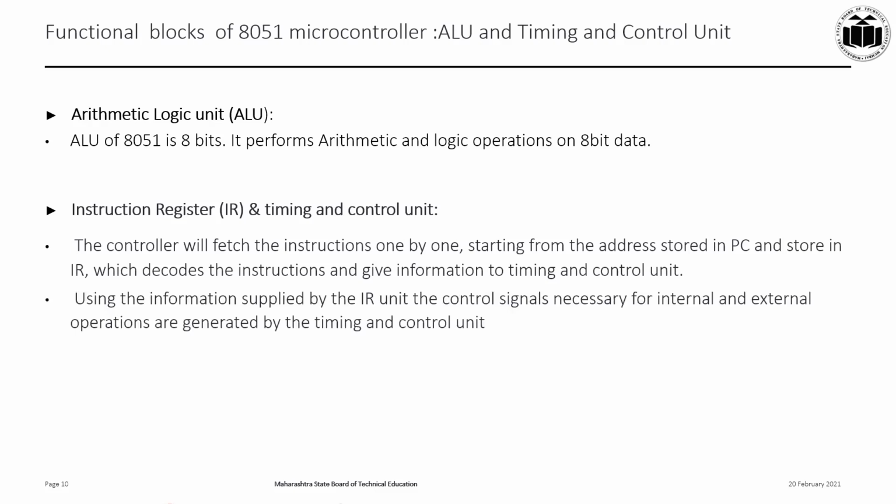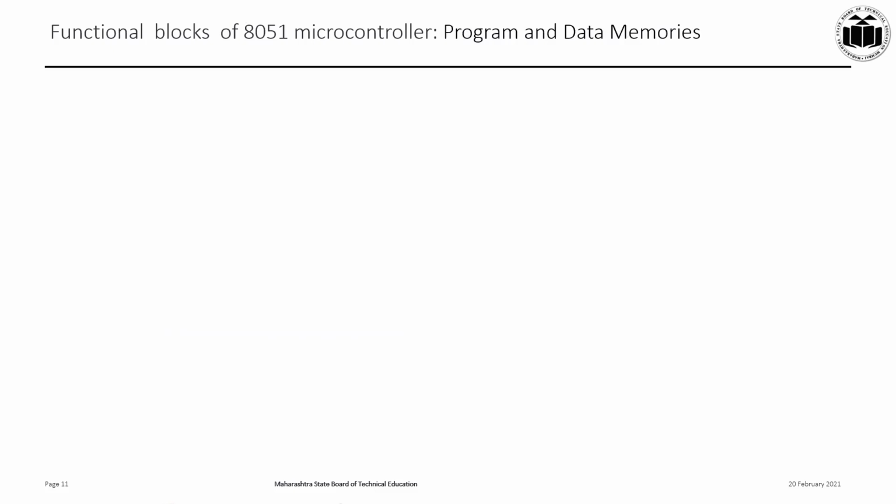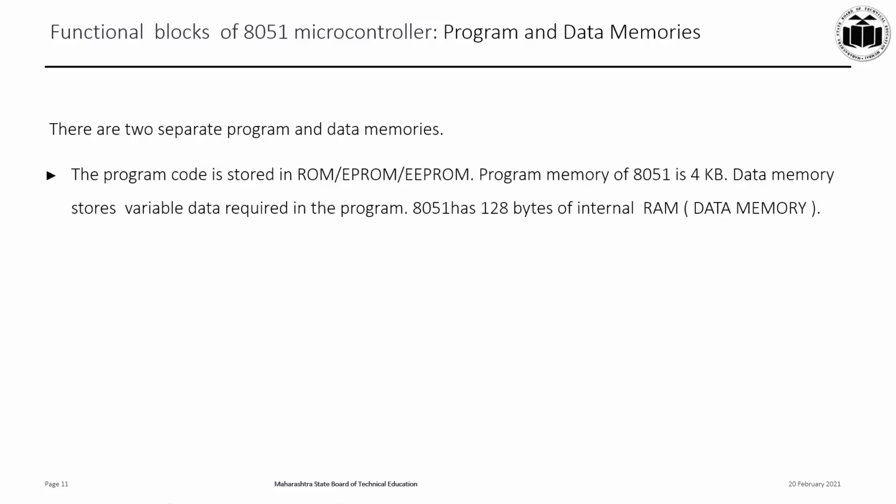Using this information, which is supplied by the instruction register unit, the control signals which are necessary for the internal and the external operations are generated by the timing and the control unit. The program and data memories. There are two separate memories, one for program and one for data.